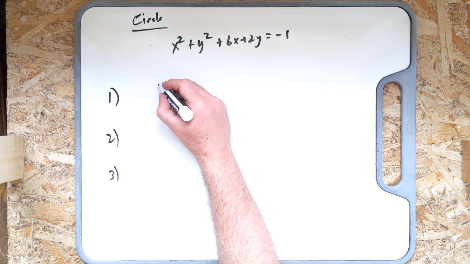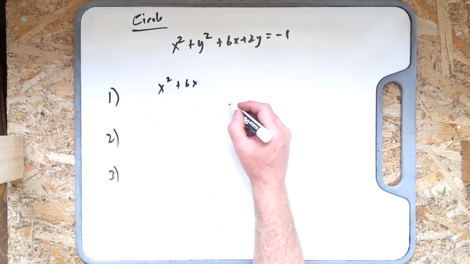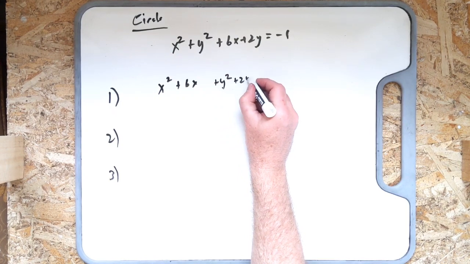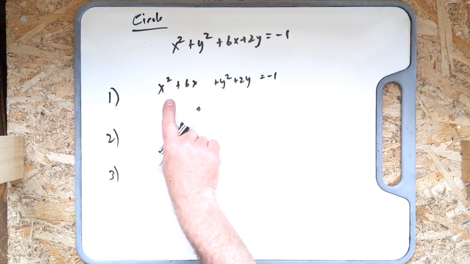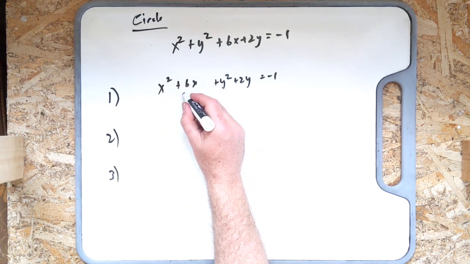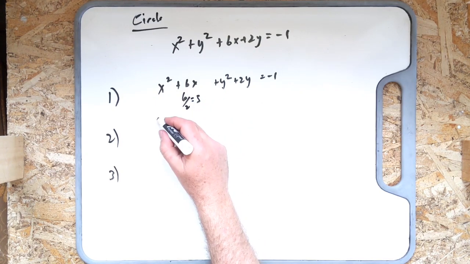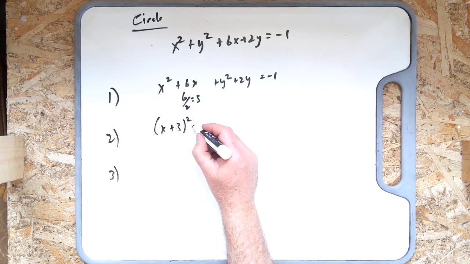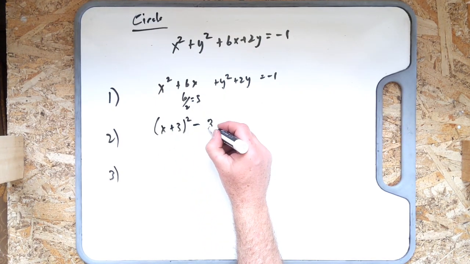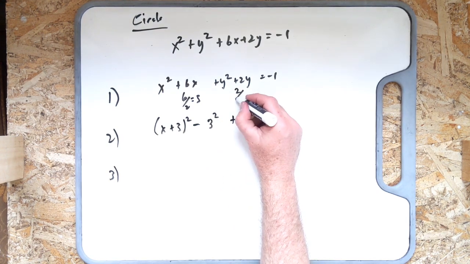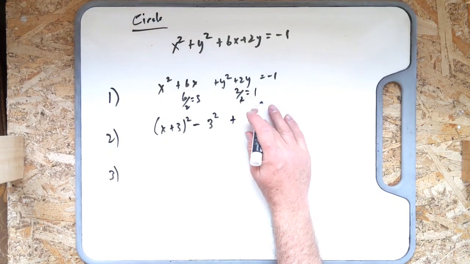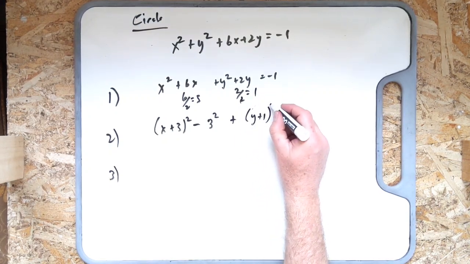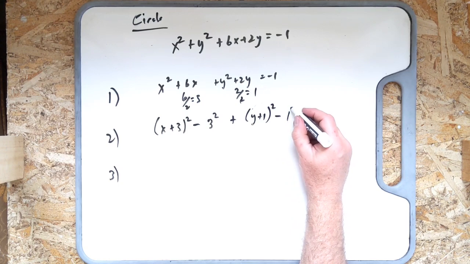All right, if you're back, I'm going to rearrange first. x squared plus 6x plus y squared plus 2y equals negative 1. The negative 1's already on the other side, so that actually was handy. Then complete the square. 6 divided by 2 is 3. So this becomes x plus 3 squared minus 3 squared. And this one, 2 divided by 2 is 1. So this becomes y plus 1 squared, and then subtract 1 squared.